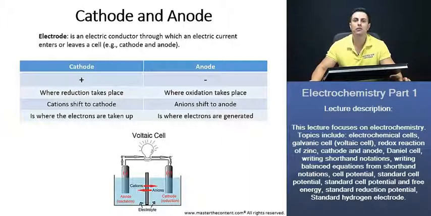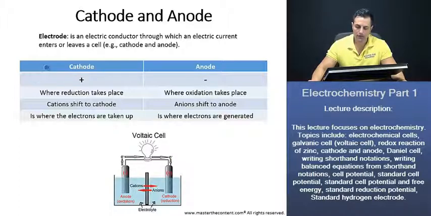Now we'll talk a little bit about some of the components within the voltaic cell: the cathode and the anode. Firstly, a cathode and an anode are each an electrode. And what is an electrode? An electrode is an electric conductor through which an electric current enters or leaves the cell. That's exactly what we see here: we have our anode and our cathode, our electrodes, where we have our electric current taking place as follows.